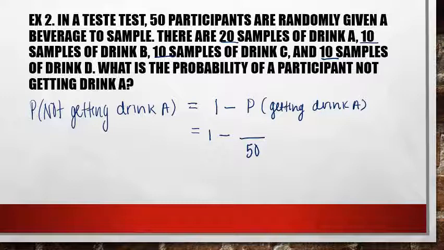And for drink A, we have 20. So those are the favorable outcomes. We have 20 samples. So then you could go ahead and do common denominators. I'm going to use a different color here. And then I'm going to subtract 50 minus 20, 30 over 50. So we get 3/5. So the probability of not getting drink A is 3/5.